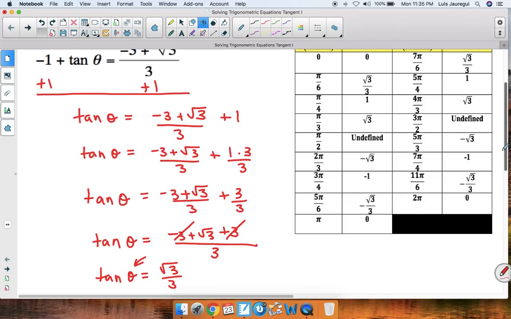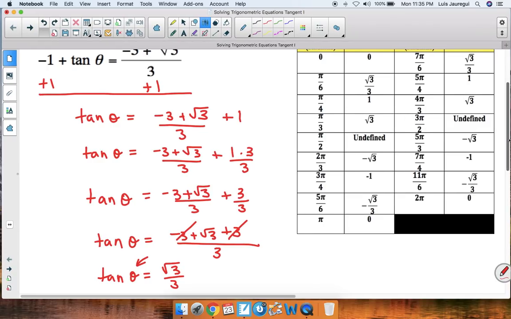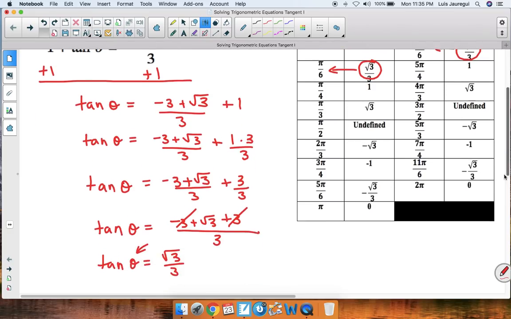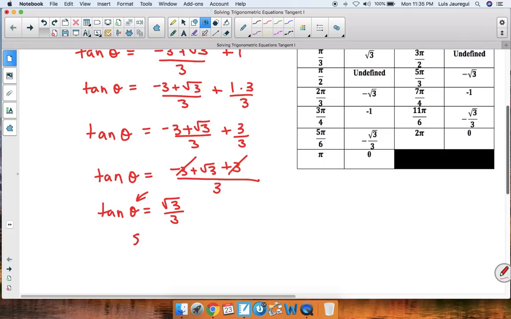Now, by looking at this chart, we look for square root of 3 over 3. Okay, that happens here. So the angle will be pi over 6, and that also happens here. So our angle of interest is 7 pi over 6. Hence, we can say that our solutions are just pi over 6 and 7 pi over 6 here, given the constraints on theta.